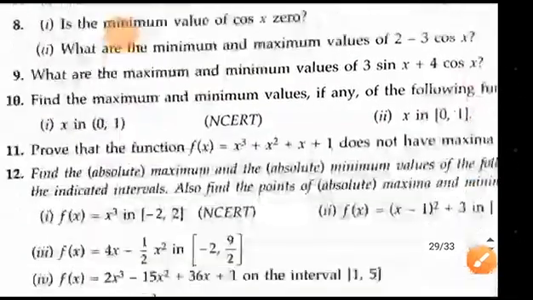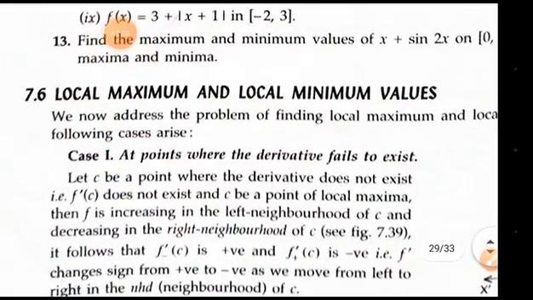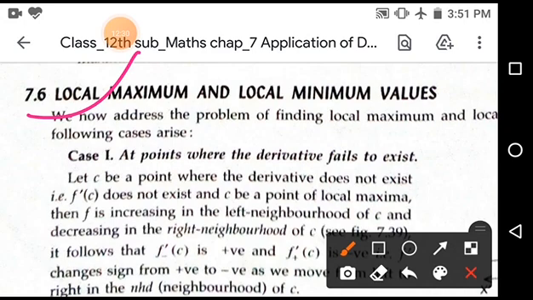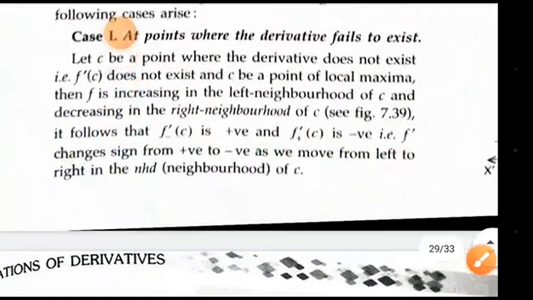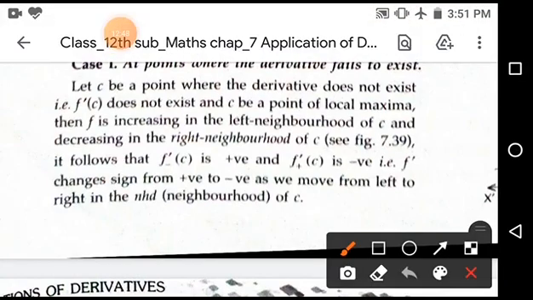Clear? Okay. Now the next topic is local maximum and local minimum values. Now there are two cases that arise here at points where the derivative fails to exist. First condition: you will have to differentiate the function, and after that put x equals c in the function. If f dash x is positive then the function is minimum, and if f dash x is negative then the function is maximum.